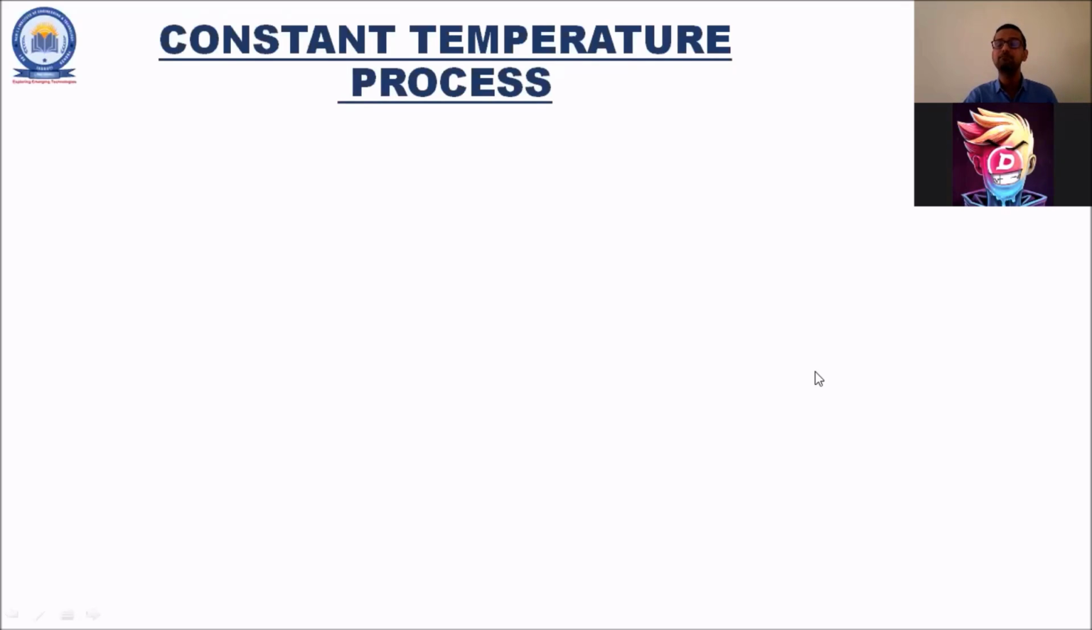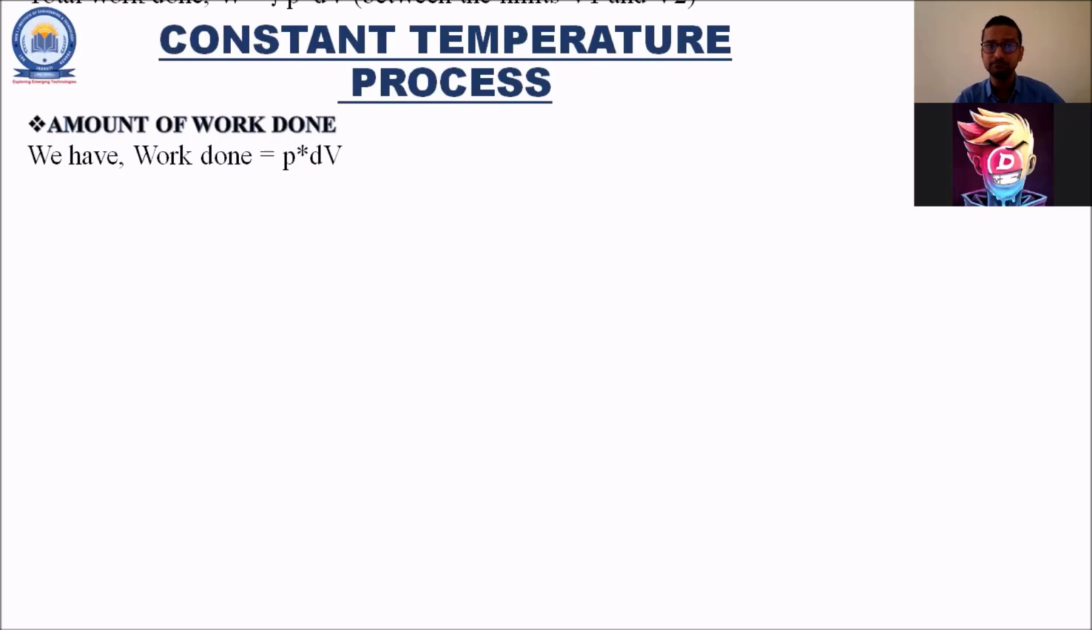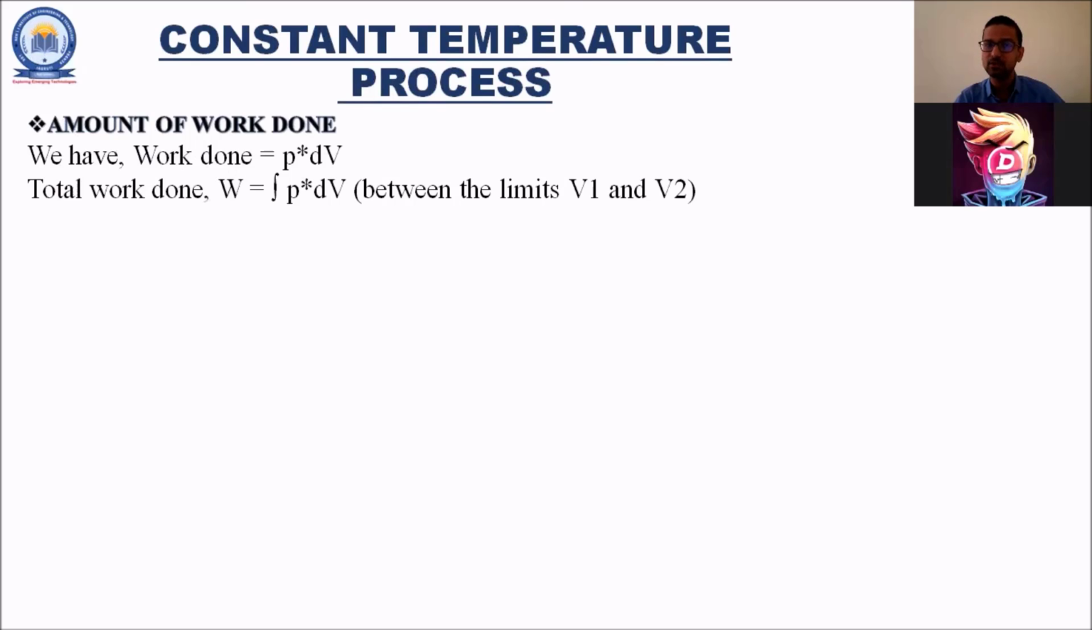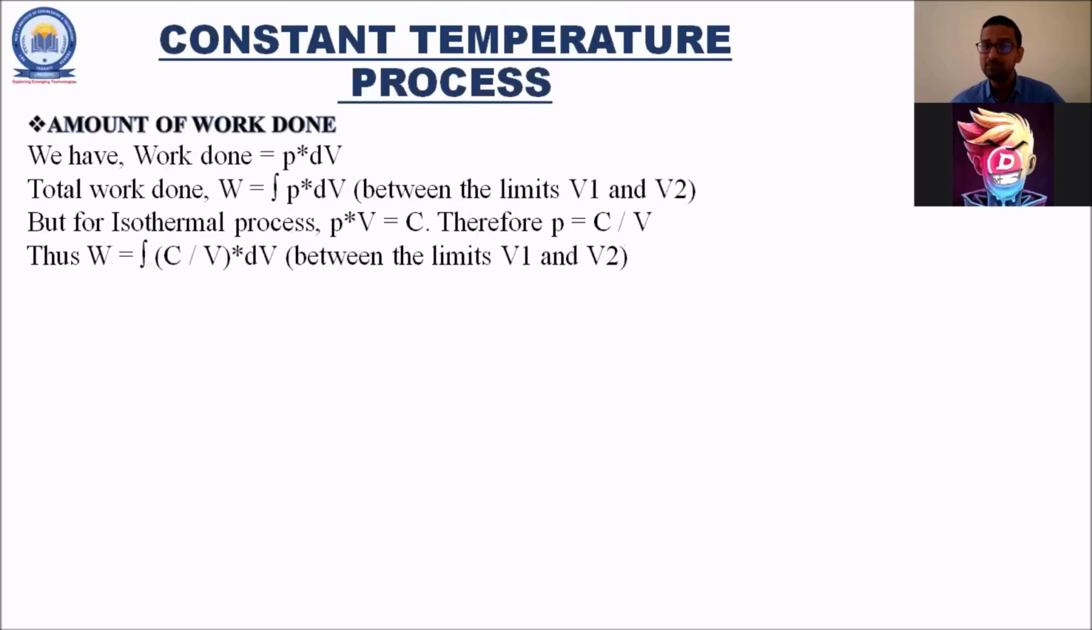So let us proceed further in calculating the equations, that is the amount of work done. We are using the same equation, work done is equal to PdV. Total work done is the integration of PdV between the limits V1 to V2. Now friends, remember this derivation for the isothermal process. Since it is following Boyle's law, PV is equal to constant. So I can replace P is equal to C upon V, where C is the constant term. Substituting the value of P, I can write W is equal to integration of C by V dV between the limits V1 to V2.